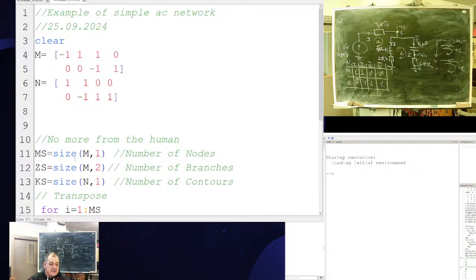Here is what I'm doing. I will use the size function. The size function is a measure. The first element means what to measure, the second how to measure. 1 means number of rows, 2 means number of columns. So MS, from Latvian mezglu skaits, is the number of nodes, ZS from Latvian zaru skaits, the number of branches, and KS from kontūru skaits, the number of contours.